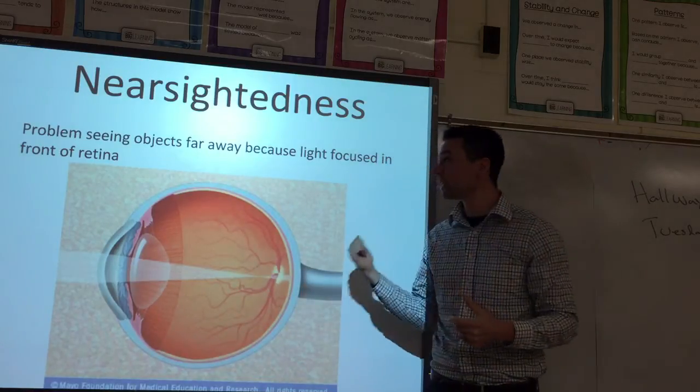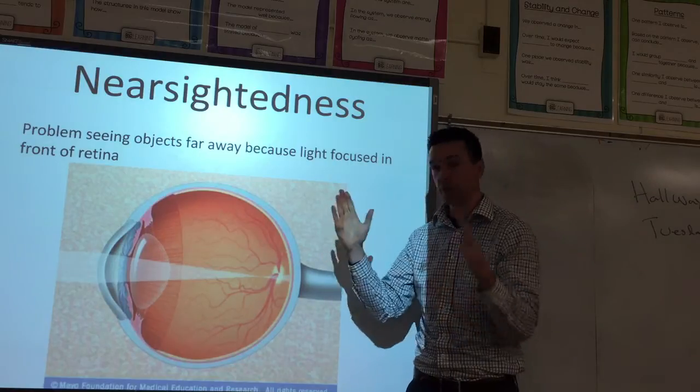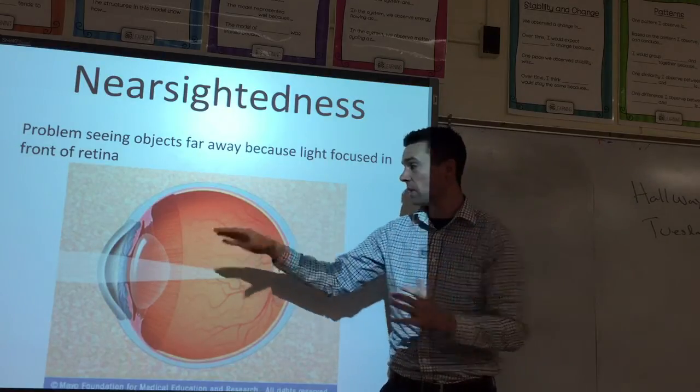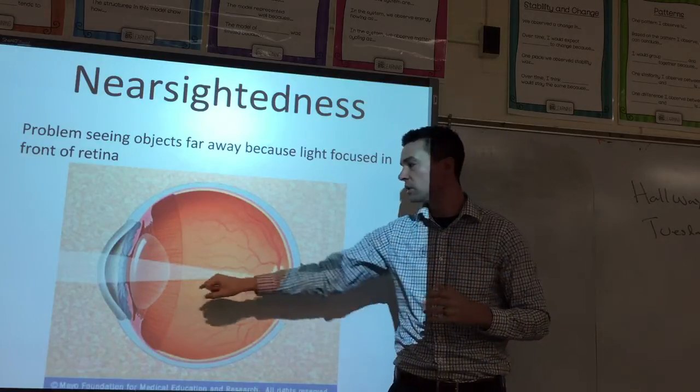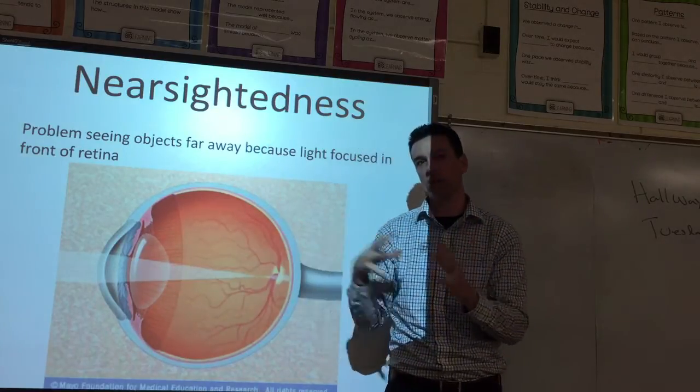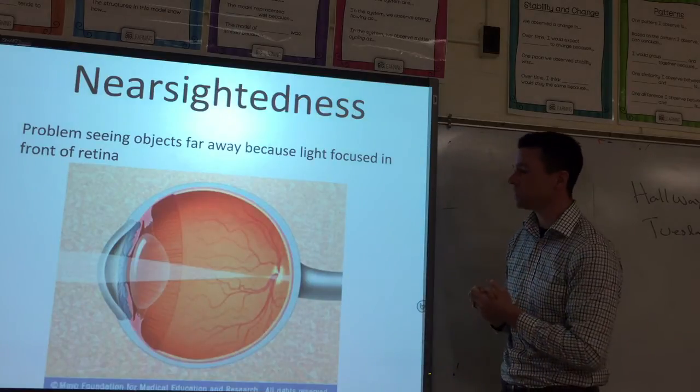And this happens for nearsightedness and farsightedness. It happens for a variety of reasons. Sometimes your eyeball is just too short or too long. Sometimes your lens muscles aren't working properly. That's why, like when you're older, sometimes you need glasses because these muscles just don't squish your lens as well and you can't focus as well as you might like to.